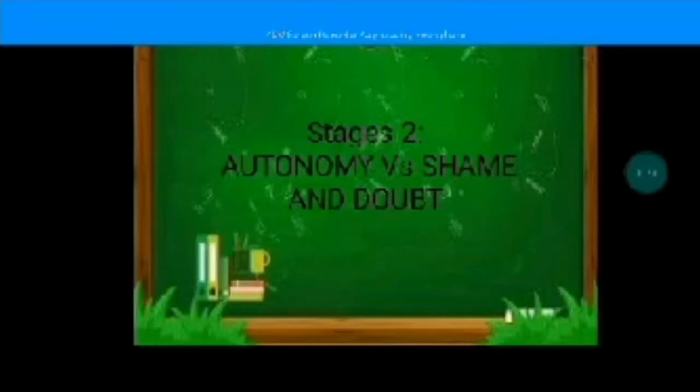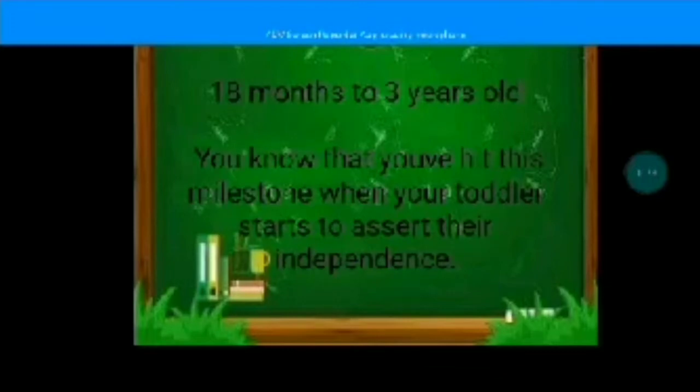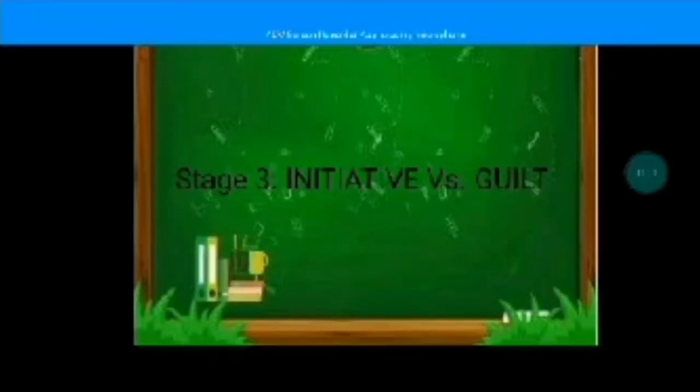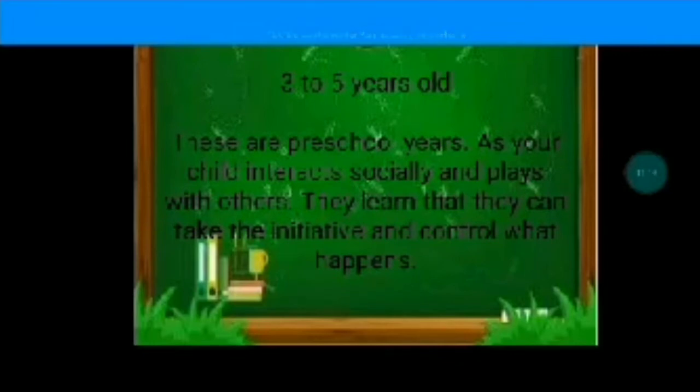Stage 2, autonomy versus shame and doubt. 18 months to 3 years old: you know that you've hit this milestone when your toddler starts to assert independence. Stage 3, initiative versus guilt. Dre ano nimo makita tong ilahang mga initiative nila, no? So 3 to 5 years old, these are preschool years as your child interacts socially and plays with others. They learn that they can take the initiative and control what happens. Dre ano kay first musulod na sila preschool years, then ga-interact na sila mga uban bata play og uban pa, then makadiri na sila kahibalo silang initiative og unsa na pag-control.